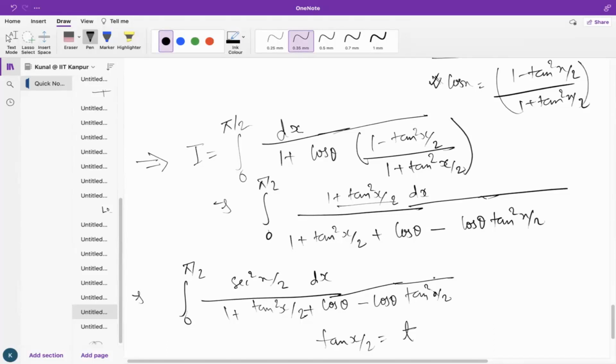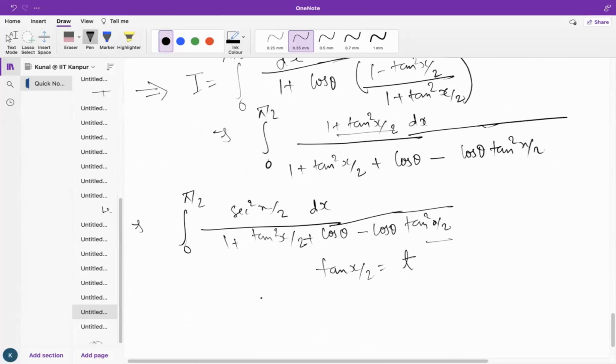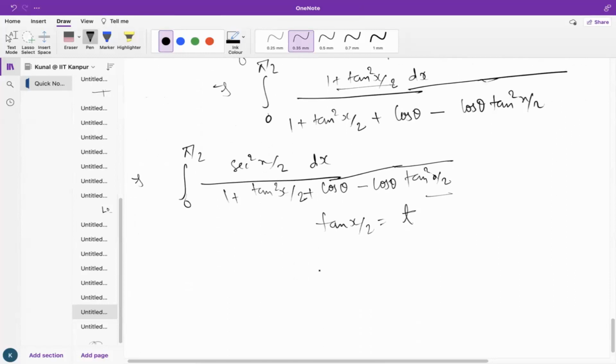Like our final goal is to create the tan x term and sec square x term because both are connected by differentiation. Cos theta is constant. So what we have to do now, I have to just use a simple substitution of t is equal to tan x by 2. So first look at the limit variation, how our limit varies. Because limit variation is most important here.